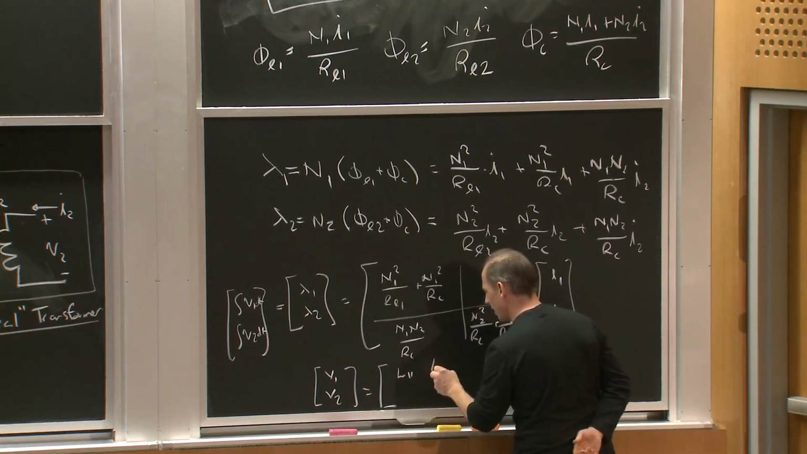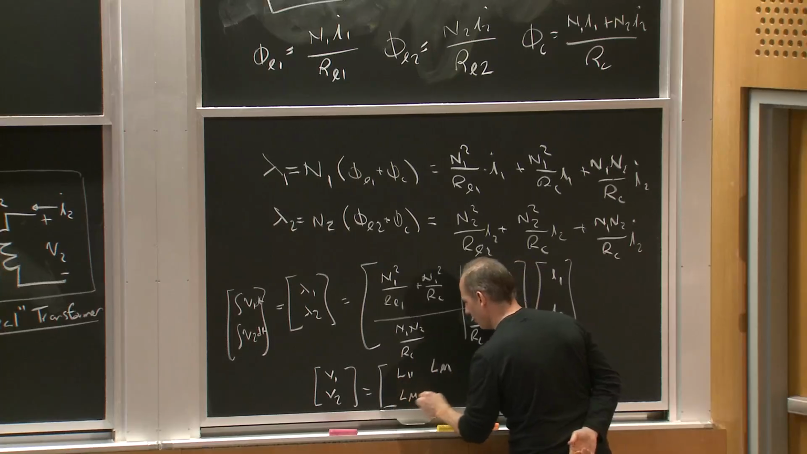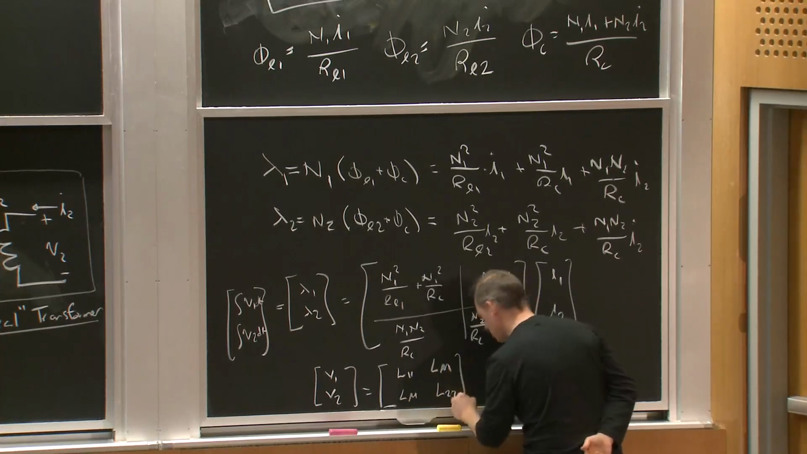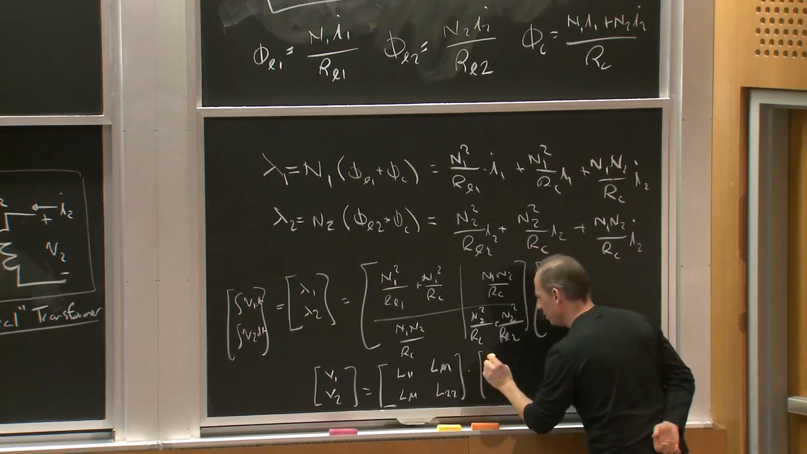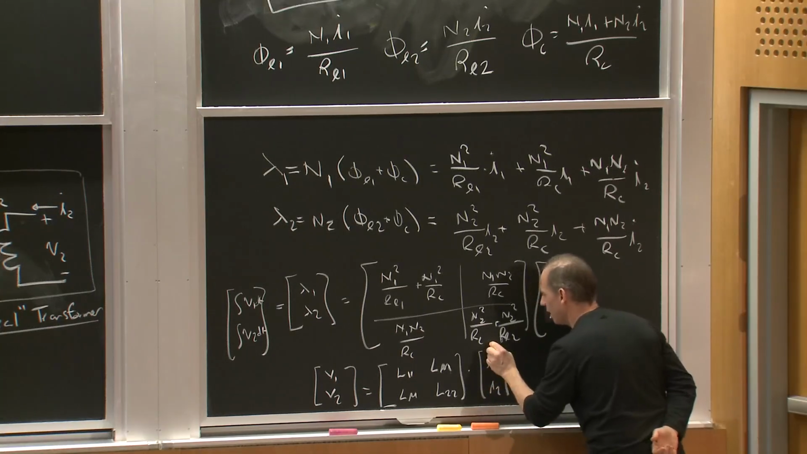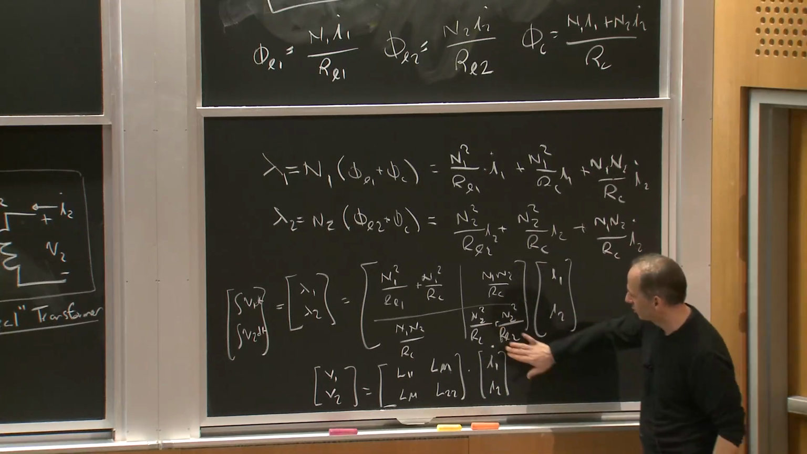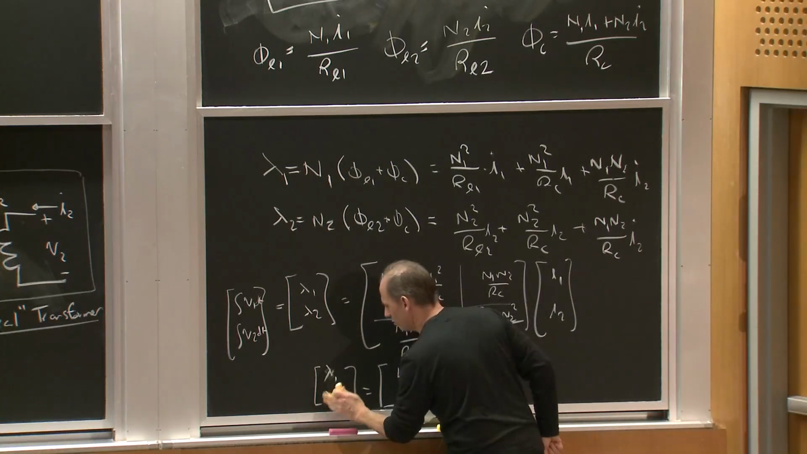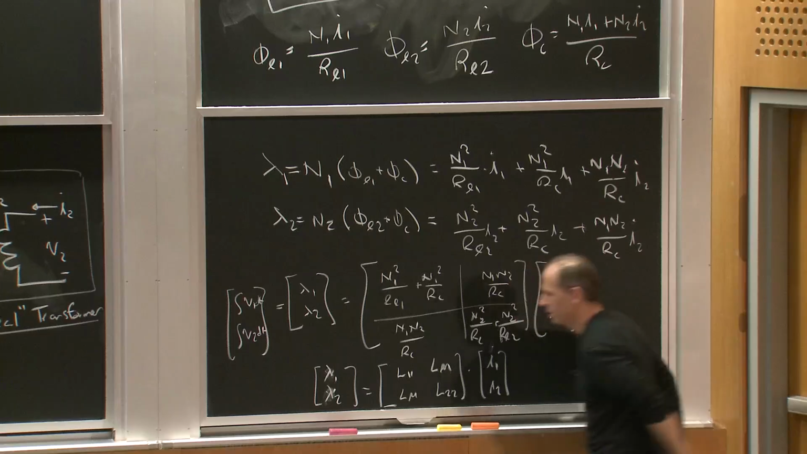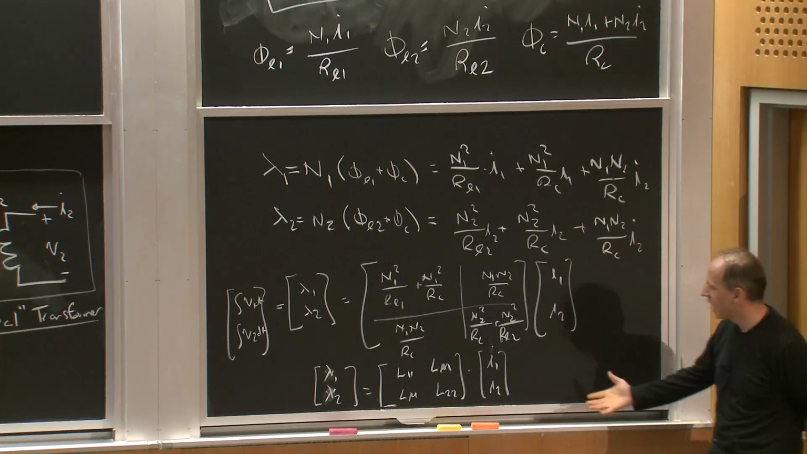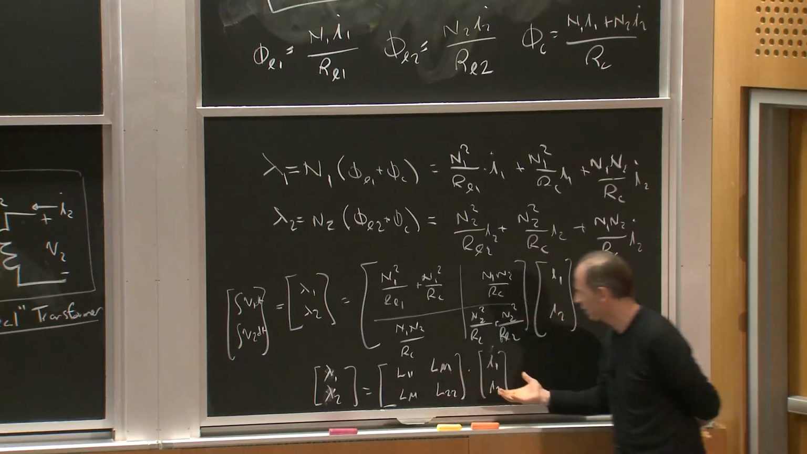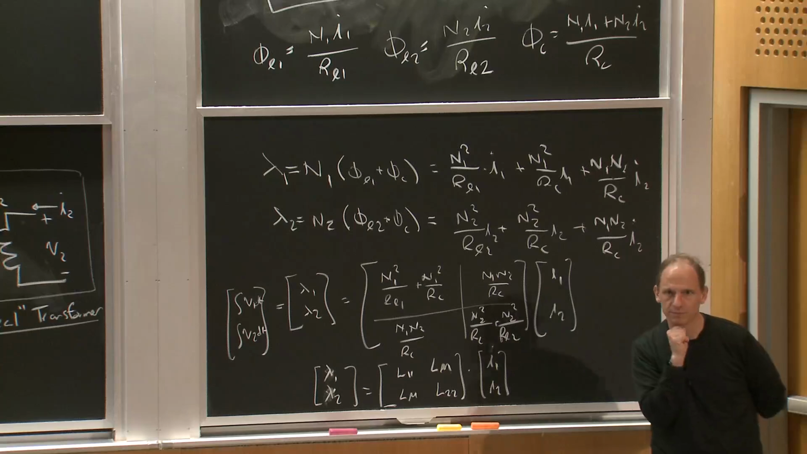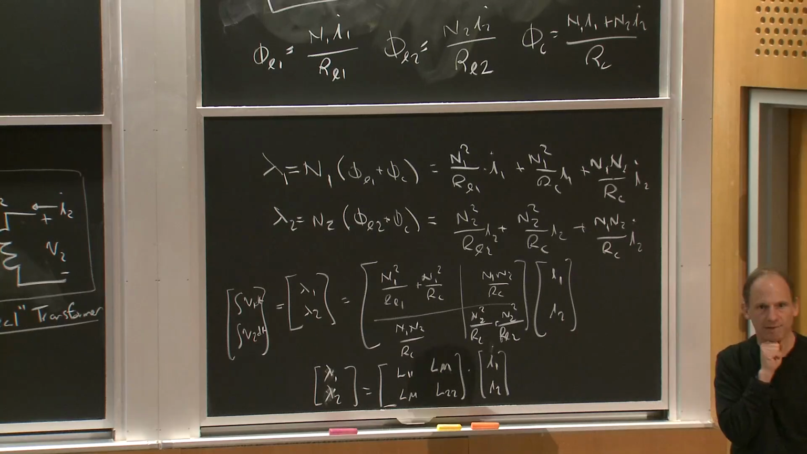L11, LM, LM, and L22 times I1, I2 dot. Or maybe I should just get rid of the dot, and I'll just write this as lambda 1 and lambda 2. Okay? So there's now a matrix equation relating flux linkages and currents. Any questions about that?